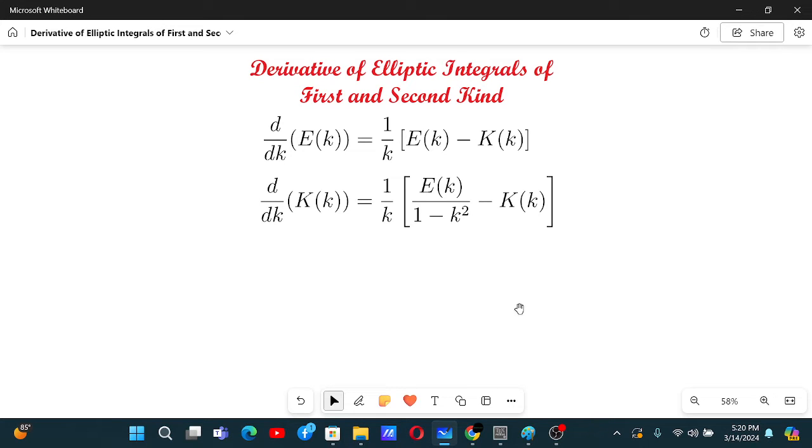Derivative of elliptic integrals of first and second kind. So here are the derivatives, but we are going to prove this. And first of all, let's define the elliptic integrals.